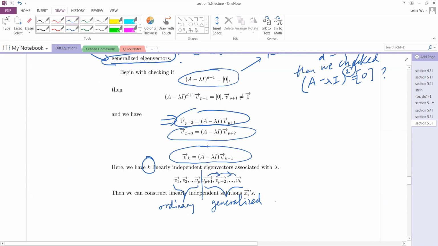So from v sub p plus 1, you can generate v sub p plus 2. From v sub p plus 2, you can generate v sub p plus 3, until you reach the last eigenvector you need. And the way of generating is just going to be a multiplication of A minus lambda I times v sub p plus 1.